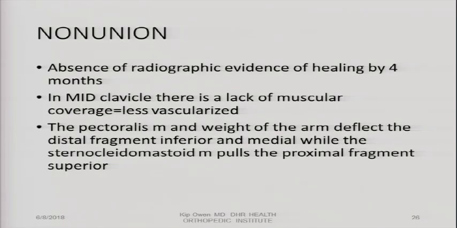So what is a non-union? It's classified as no radiographic evidence of healing within 4 months post-injury. Many of these occur with those special 2A and 2Bs if they're not treated appropriately from the outset, but it can also occur in midshaft fractures. Remember, there's not as good a blood supply in that area. It's not covered with muscle. It can happen.